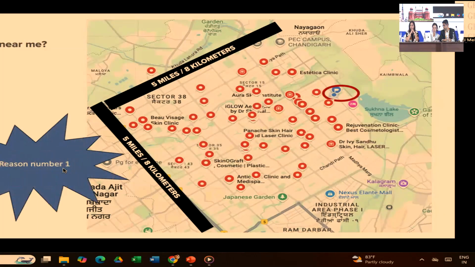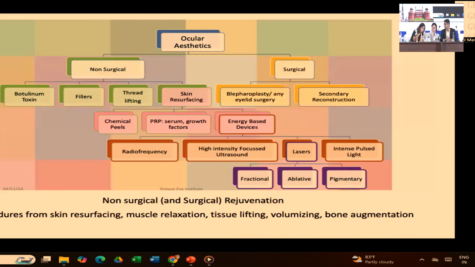So, this is the first reason that this is a treatment which is in demand. A lot of people are offering it. A lot of it is done in the periocular rejuvenation, which I feel is our domain, and we should be at least aware about it and be skilled enough to know how to do it. How much of it we want to practice is something which we can eventually develop in our practice.